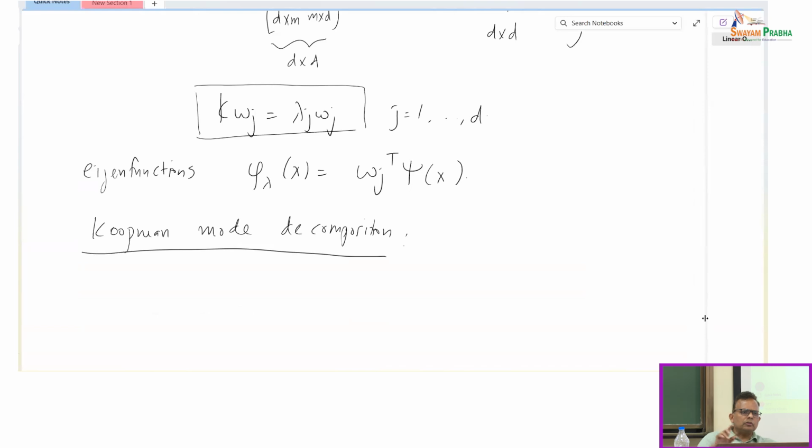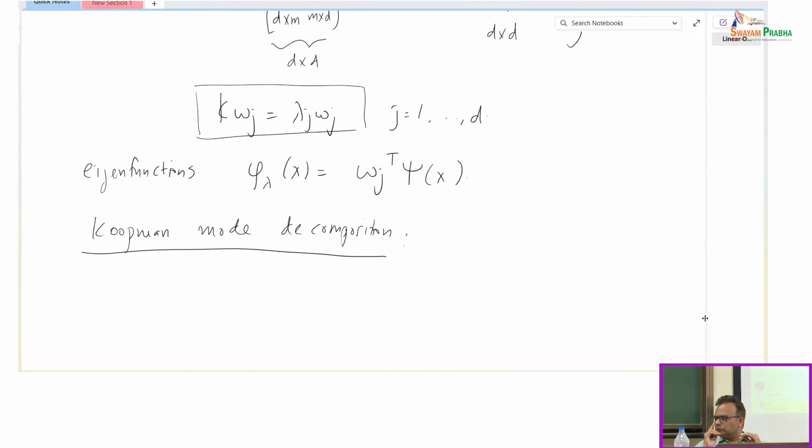So what do we have so far? The scenario is the following. We took the data and used this algorithm to compute the finite dimensional K matrix. We took this K matrix and computed the eigenvalues and eigenvectors. We used the eigenvalues and eigenvectors of the K matrix to compute the eigenfunctions. So from the data, we compute the eigenfunctions.